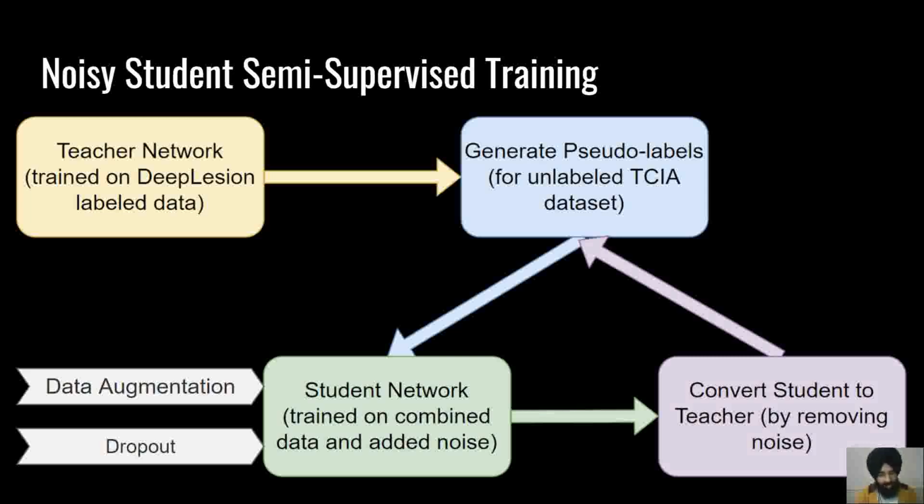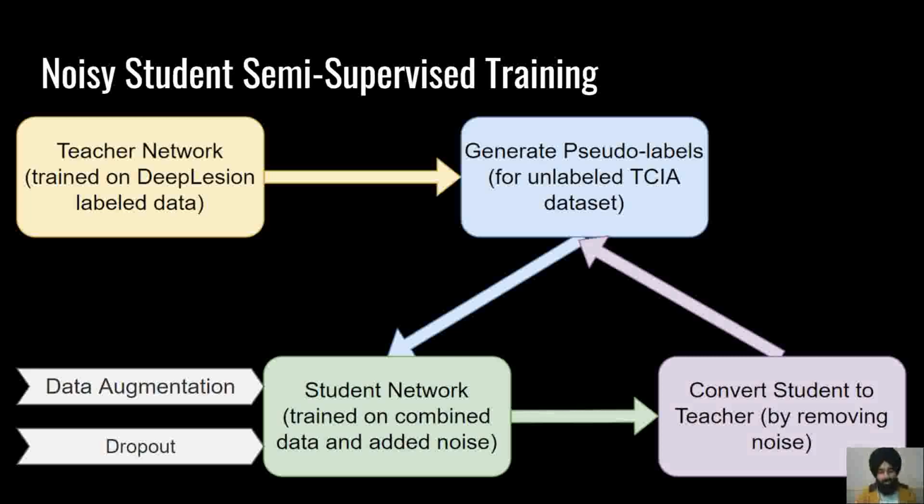Note that the only difference between the teacher and student network is the added noise in the student network while training. The noise is simply the data augmentation and dropout. After training the student network, we convert the student to the teacher simply by removing the added noise parts. Now we will use this teacher network to again predict the labels for the unlabeled TCIA dataset. This cycle will go on until convergence.